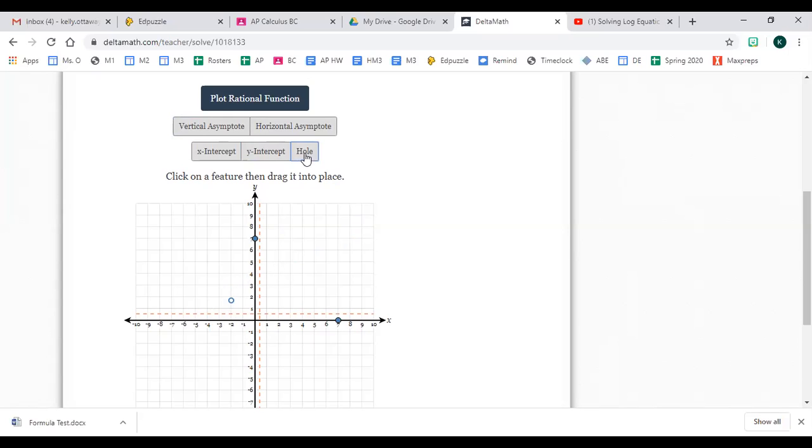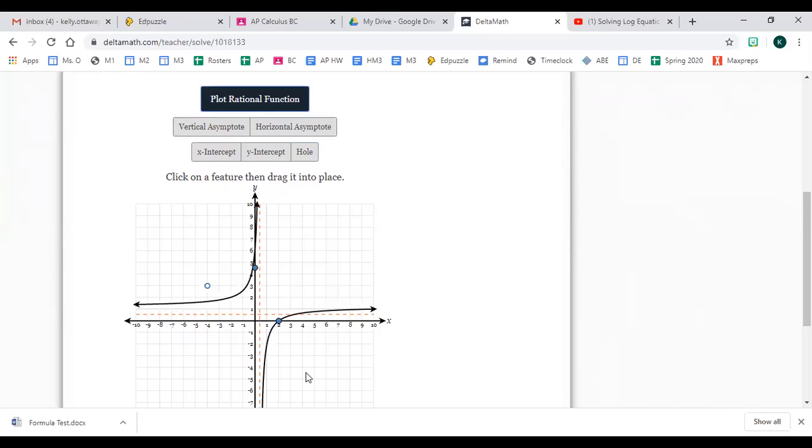If I didn't have a hole, I don't have to press the hole button, right? Or if I didn't have a horizontal asymptote, right? And then you're going to press the plot rational function and let it draw a rational function for you. All right, now, if I had moved these points, let's make it kind of gross looking, then press plot rational function, and I can't get anything that goes through those points, right? That should tell you you're wrong and you need to try adjusting them again.